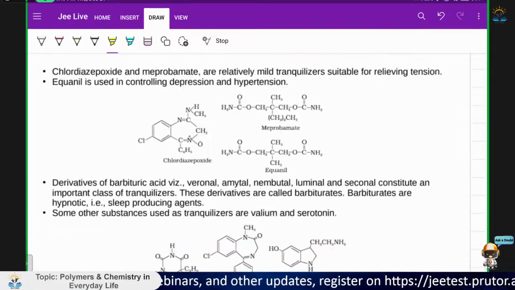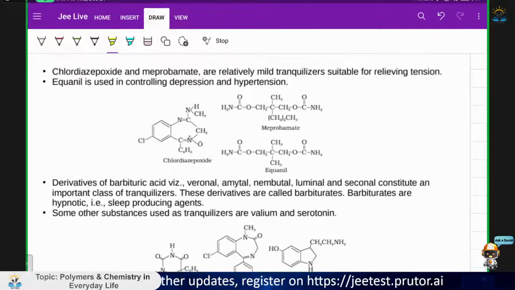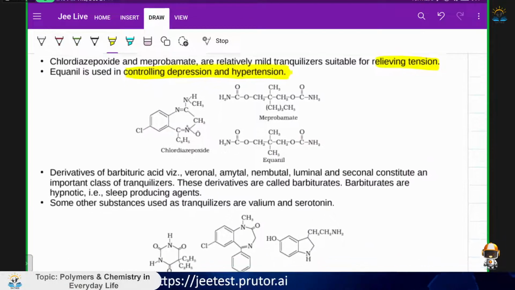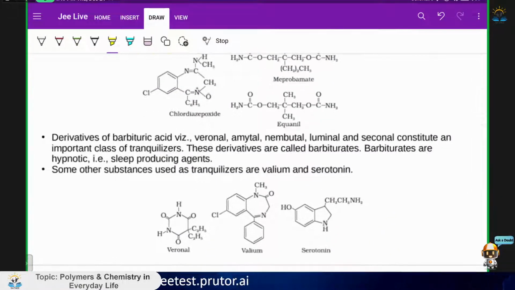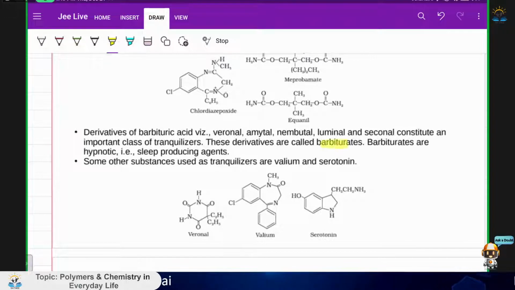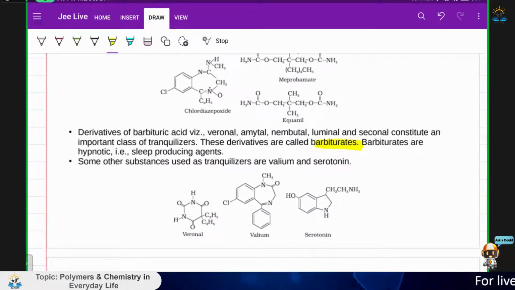Now, chlordiazepoxide and meprobamate are relatively mild tranquilizers. They are useful for relieving tension. Equanil is another drug used for controlling depression and hypertension. The structures are given here. Now, derivatives of barbituric acid, we call them barbiturates. The examples of barbiturates are here.